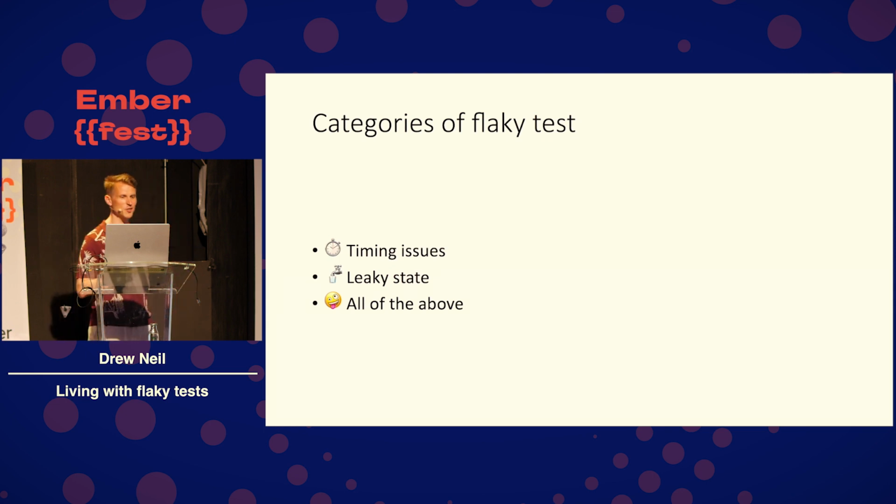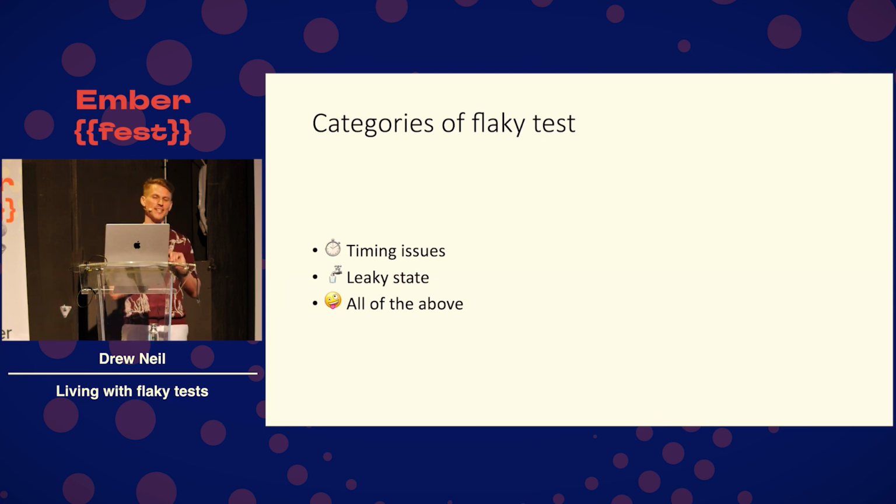So in the rest of this talk, I want to go through an example of a test that fails because of timing issues, and an example of a test that fails because of leaky state. And in both cases, we're going to follow this methodology. We're going to take the flaky test, we're going to make it always fail, and then we're going to find the problem and fix it, get to a green test.